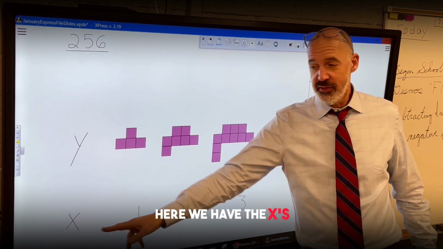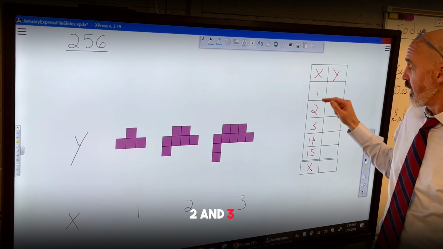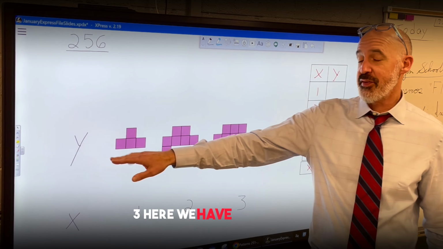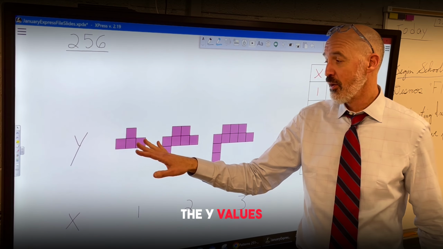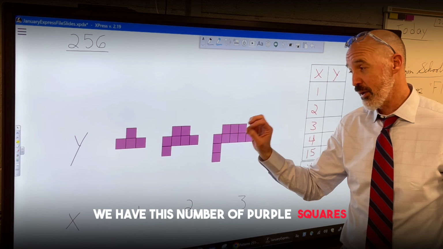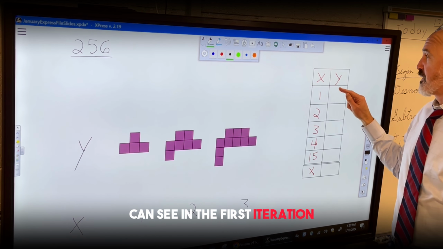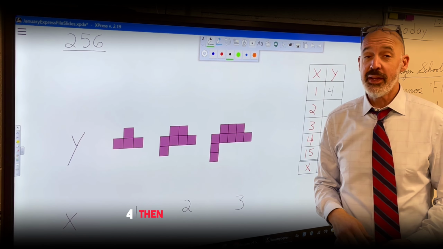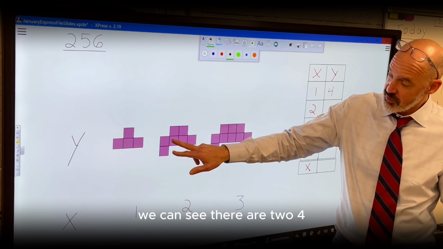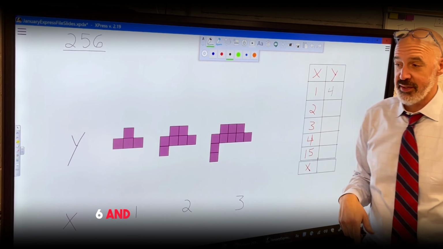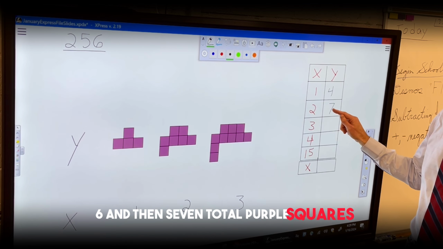Here we have the x's, the iterations 1, 2, and 3. Here we have the outputs, the y values. We have this number of purple squares, this number, and this number. You can see in the first iteration there are 4. Then in the second iteration, we can see there are 2, 4, 6, and then 7 total purple squares.